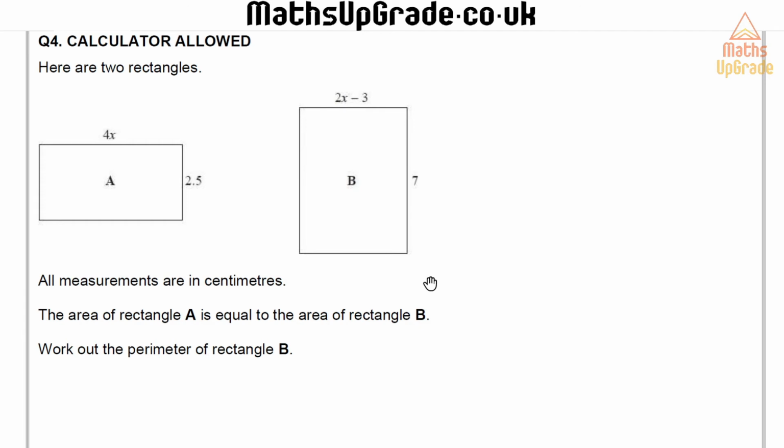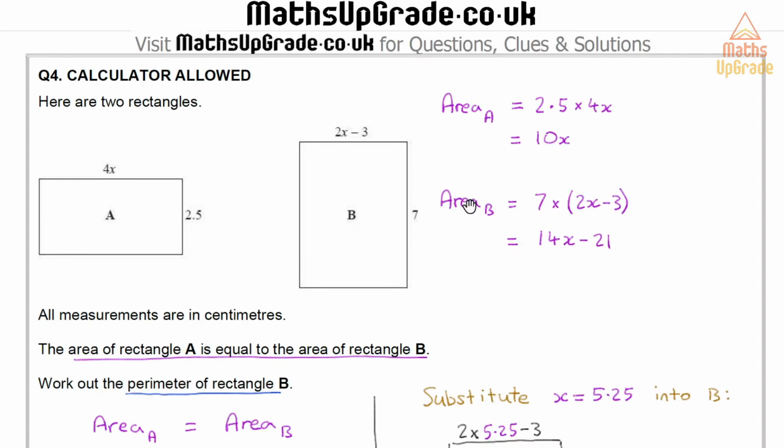The first thing I'm going to do is find the area of A in terms of algebra, and the area of B in terms of algebra. Well, the area of a rectangle is the length times the width. So following that through, the area of rectangle A is going to be 2.5 times 4x, which would give me 10x. The area of rectangle B would be 7 times 2x minus 3.